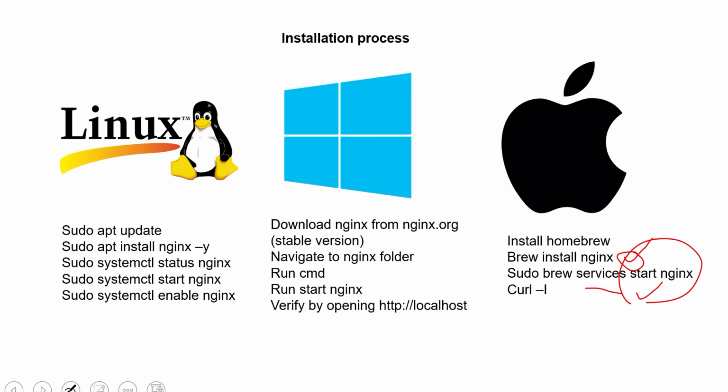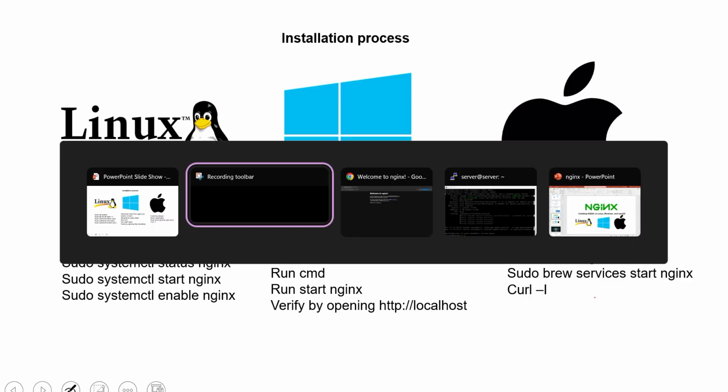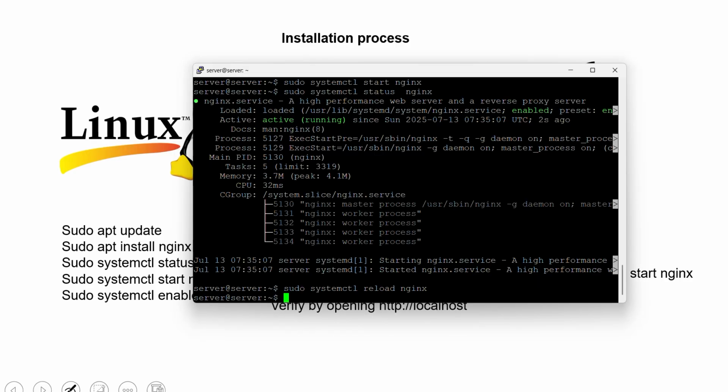How can you verify? On your Mac, curl -i http://localhost. It will bring the HTML page of Nginx, which is the welcome page for Nginx. So at the end of this video, we will go on with how you can uninstall Nginx.